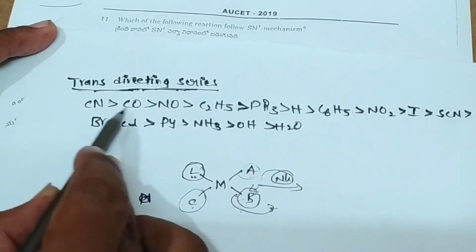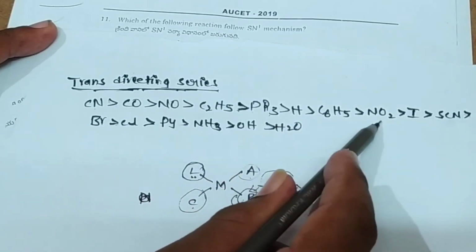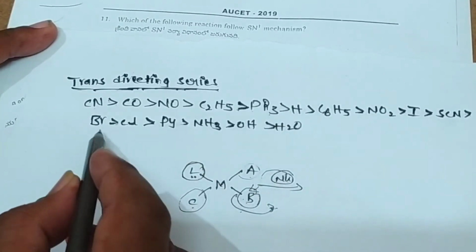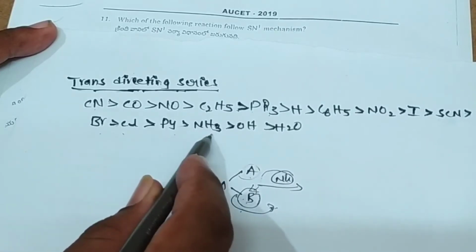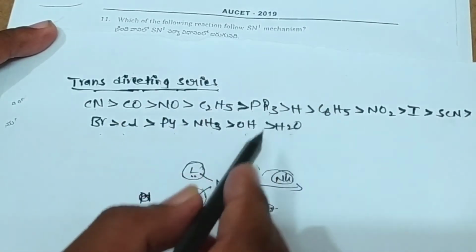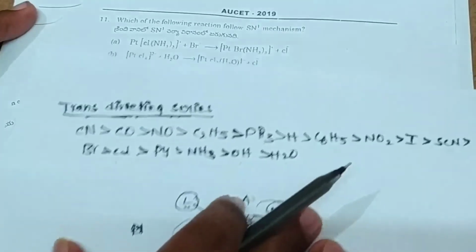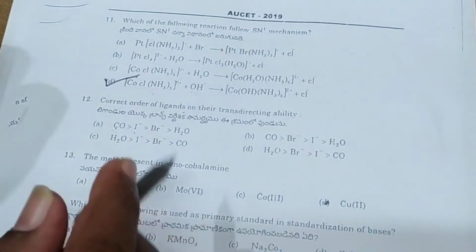Okay friends, first of all CN, CO, NO2, C6H5, PR3, HC6H5NO2, ICN, and this is the bromide, Cl, Py, NH3, OH and H2O. These are the trans directing series. Friends, you know that you have to remember this series. Now you can solve this problem easily.